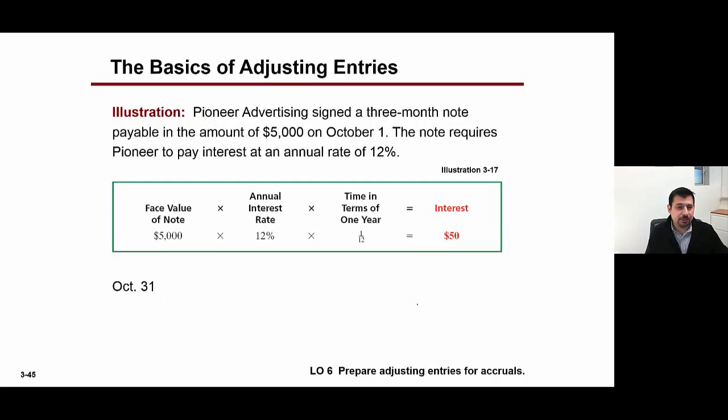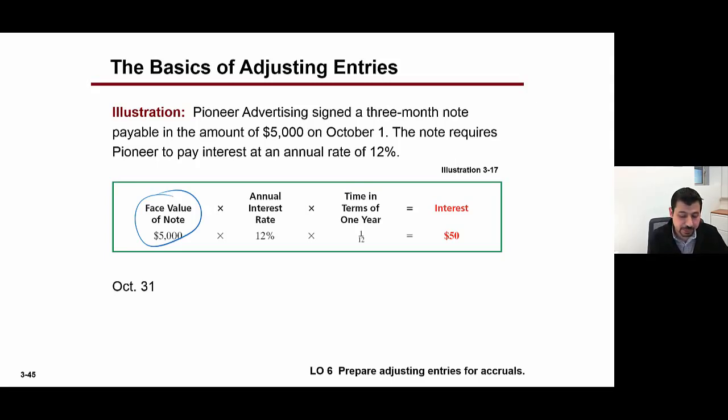For example, Pioneer Advertising signed a 3-month note payable in the amount of $5,000 on October 1st. The note requires Pioneer to pay interest at an annual rate of 12%. Now, whenever you are faced with a question like that, you need to calculate the interest amount. The interest amount depends on 3 things. It depends on the face value. This is the original amount of the loan, so in this case, the face value of the note is the $5,000 original amount, basically.